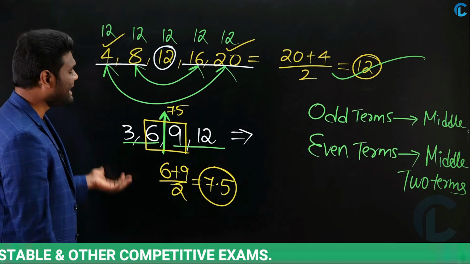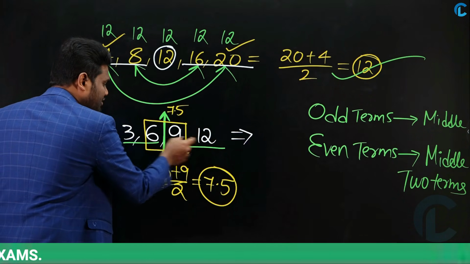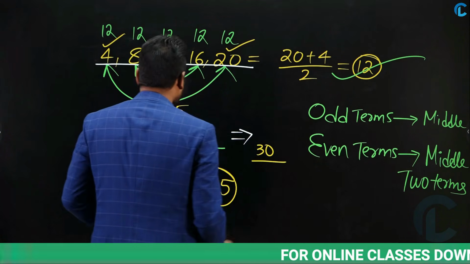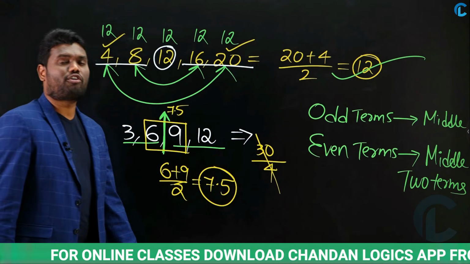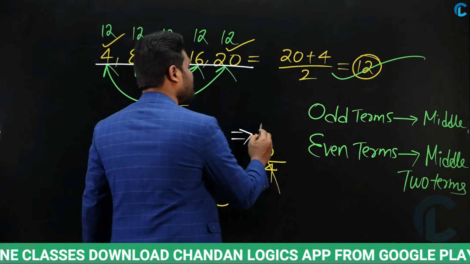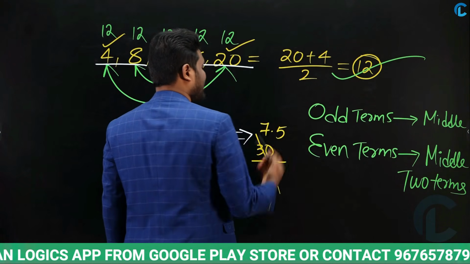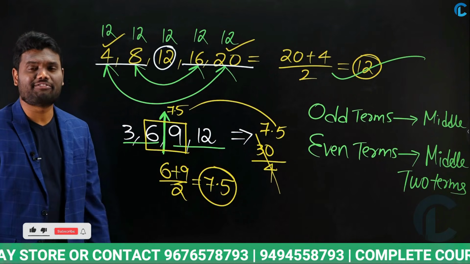If you want, you can calculate it also. 9 plus 3 is 12. 12 plus 12 is 24. 24 plus 6 is nothing but 30. How many numbers do you have in total? 4 numbers. The sum of numbers is 30, the number of numbers is 4. 4 sevens are 28, and you are left with a remainder of 2. 2 by 4 is nothing but 0.5. So we can say that the average is nothing but 7.5.